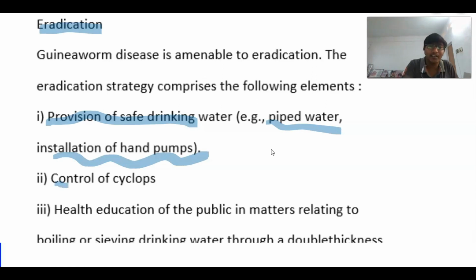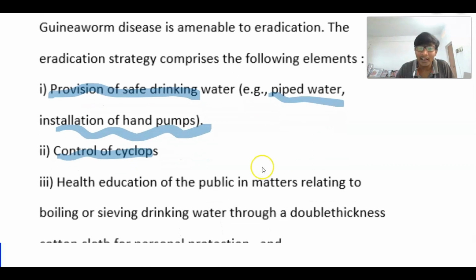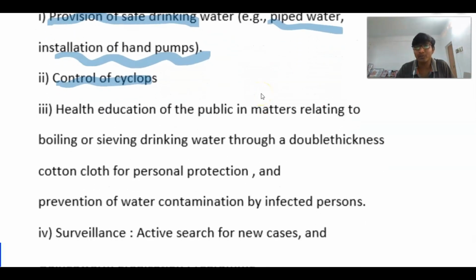And the next one is control of the cyclops. And the third one is health education of the public in matters relating to boiling or sieving drinking water through double thickness cotton cloth for personal protection. What it is saying is, whenever you are drinking water, you should purify the water. If you are purifying the water, then we are safe from this disease, Dracunculiasis.